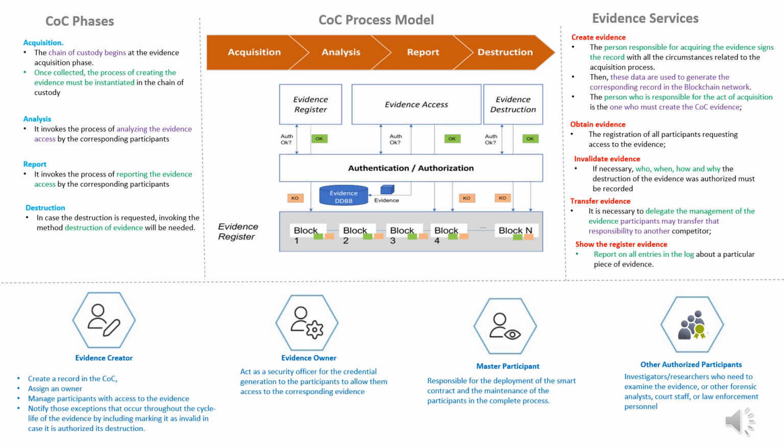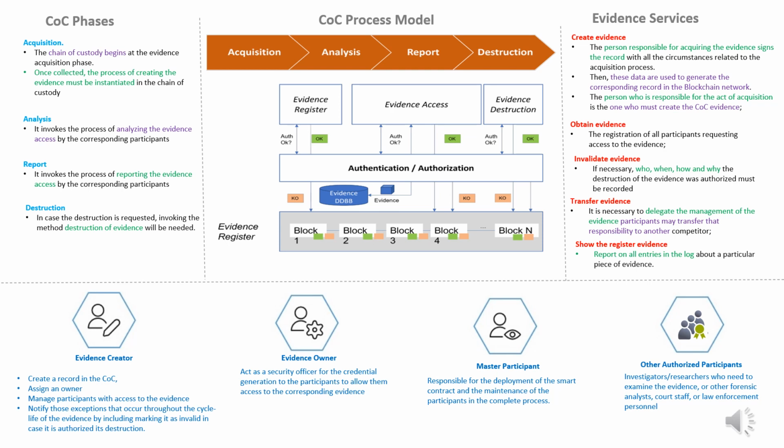The chain of custody process model entails 4 phases: acquisition, analysis, report, and destruction. And it also involves 3 predominant processes: evidence register, evidence access, and evidence destruction. The actual evidence is stored separately on a different secured evidence database, and to interact with the evidence itself, we have some evidence services that have been defined.